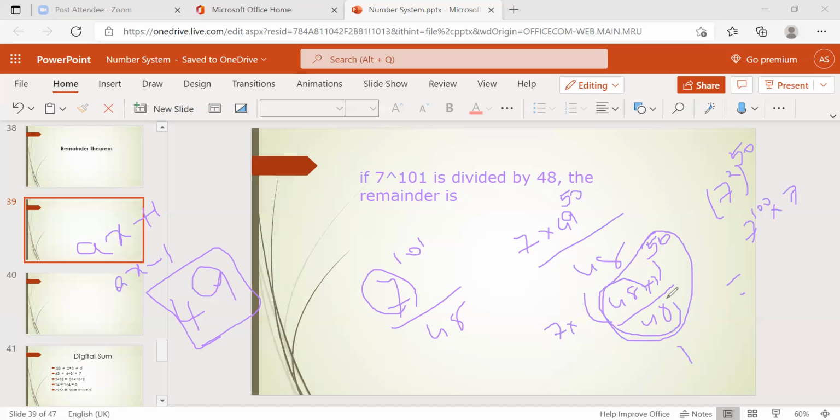So this part is completely exactly divisible. 1 power 50 is nothing but 1. So 7 into 1 is nothing but 7, which is the remainder. 7 is the remainder, right? Done? Now you understand? So whatever they give, we have to try to write in the form of ax plus 1 or ax minus 1.